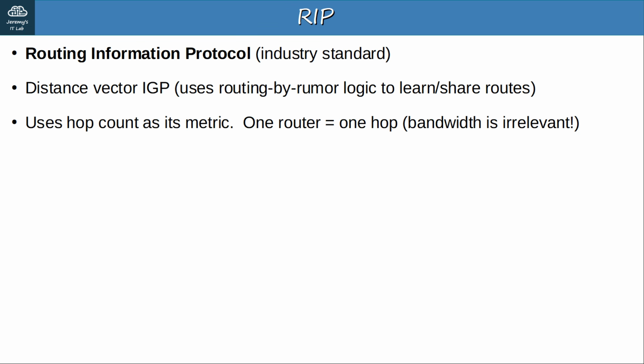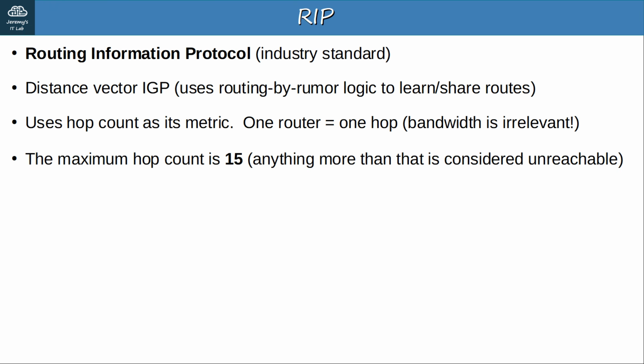RIP uses hop count as its metric. Each router in the path to the destination counts as one hop, and the bandwidth is irrelevant. A 10 gigabit connection counts as one hop, and a 10 megabit connection also counts as one hop. And something I didn't mention last video, the maximum hop count is 15. Anything more than that is considered unreachable, and RIP will not insert the route into the routing table. So clearly RIP cannot be used for very large networks.